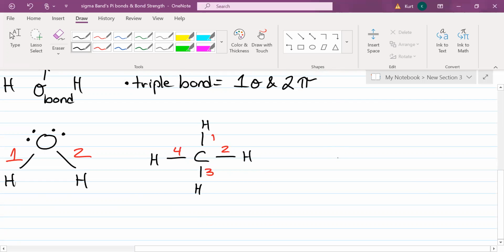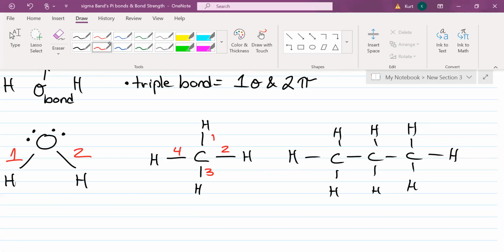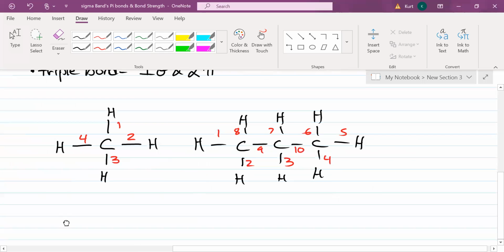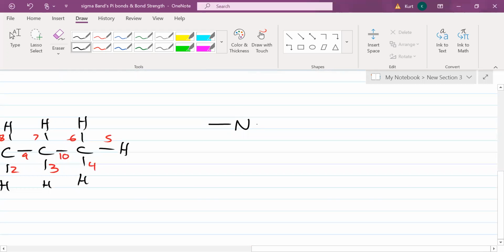How about, let's see, what am I thinking? Ooh, propane. Y'all just did propane. How many sigma bonds are there in propane? Let's see. 1, 2, 3, 4, 5, 6, 7, 8. No, there's more than that. 9, 10. There you go. Good save. So whenever you see a single bond, that is a sigma bond. Let's do a couple more. How about ammonia? NH3. Oops. Let me redraw that. How many sigma bonds are in NH3?